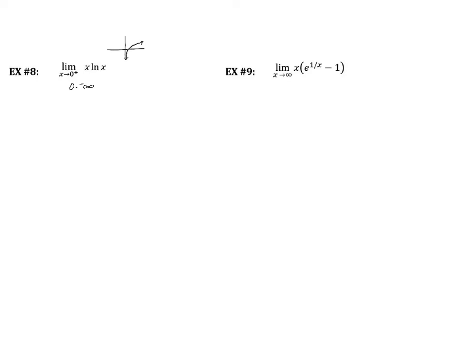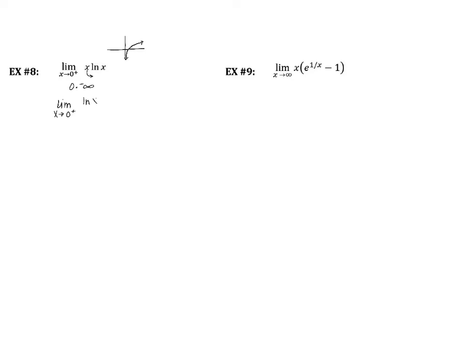So what we're going to have to do is try to move this and rearrange it so that we have a fraction. So in our rewriting process, we can say that we have the limit as x approaches 0 from the right, and I'm just going to move that x down to the bottom.